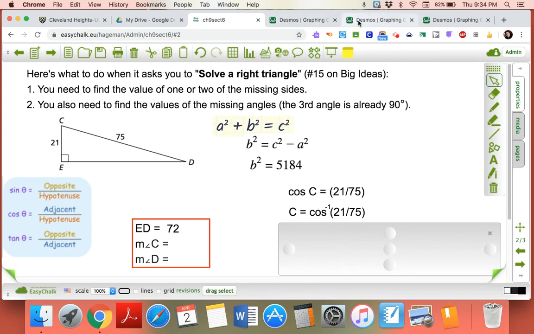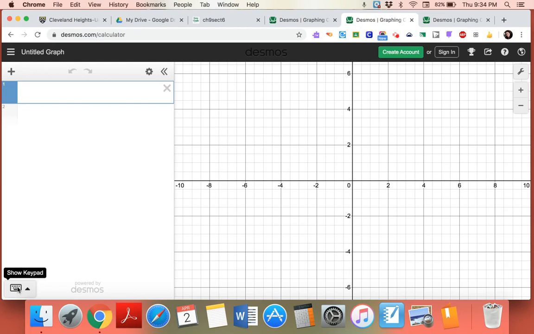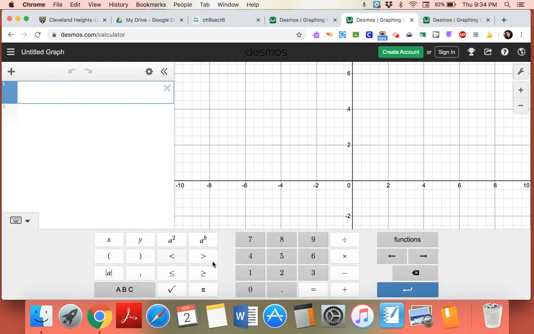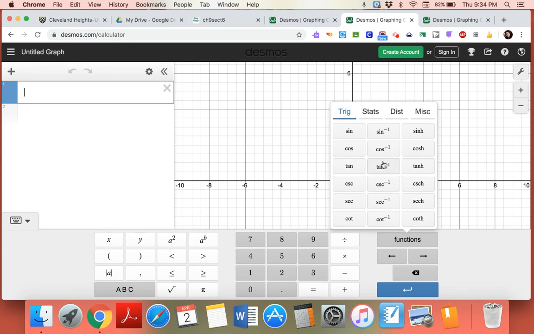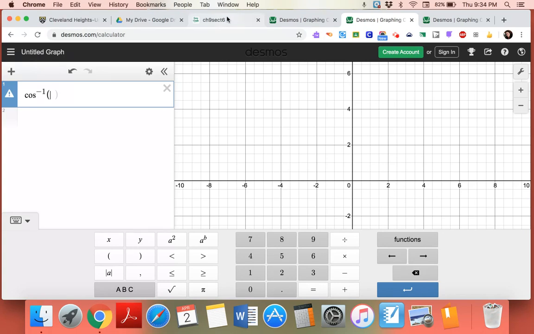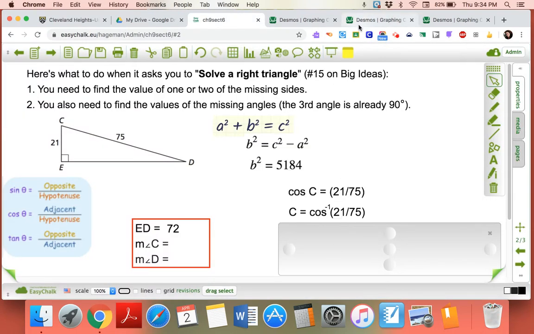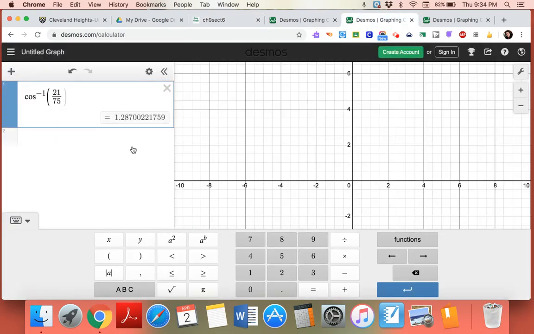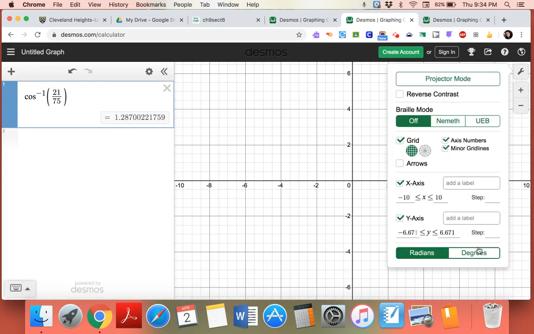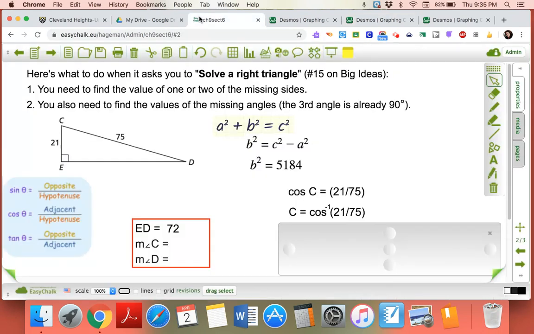So go back to Desmos. Open your keyboard and select your functions. And then you're looking for cosine with the -1. It's called inverse. And then it gives you the fractions. And you're going to need to type in 21 over 75. And that's going to give you 1.29, which is not in the correct mode. We need degrees. So once you click degrees, that's going to give you 73.7, which is the correct angle measure for angle C.